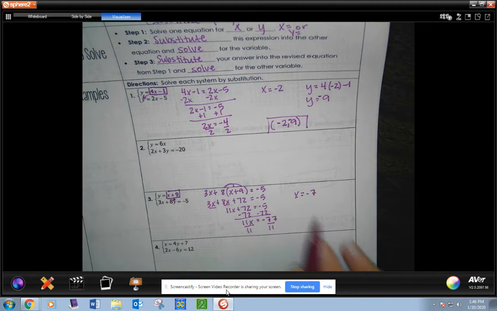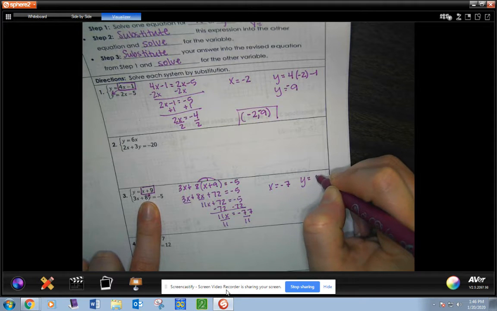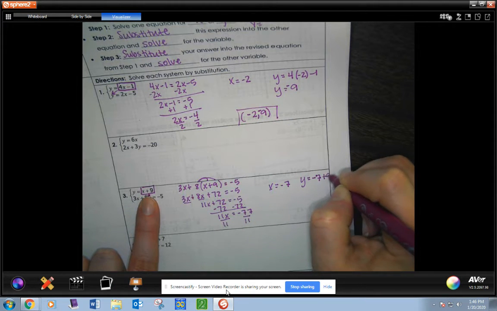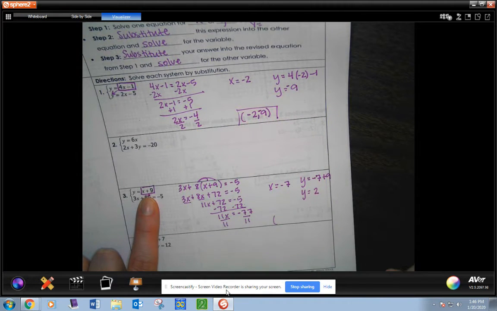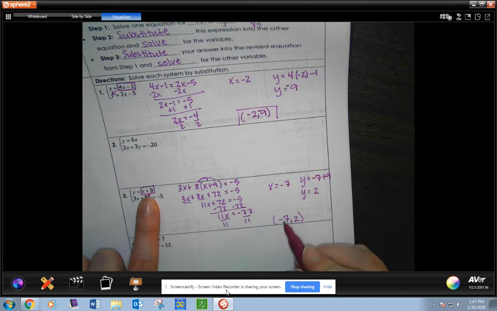Okay, once I have what x equals, I come back to the boxed equation. So this is y equals, instead of x, I'm going to put negative 7 plus 9. Well, negative 7 plus 9 is 2. So I write my answer as an ordered pair, negative 7, 2. And remember, you always put x first.